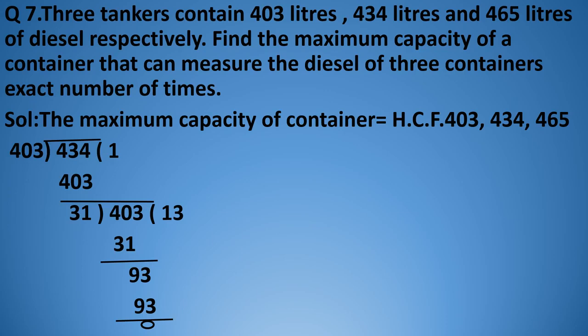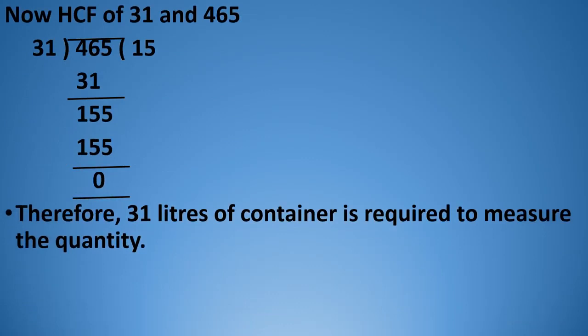Take any 2 numbers first of all. I have taken here 403 and 434. Find out the HCF of that. You will see that the HCF is 31, the last divisor. Now we will find out the HCF of this 31 and the remaining number 465. Again you will get the HCF 31. So 31 is the highest measurement that can measure the required quantity. Okay.